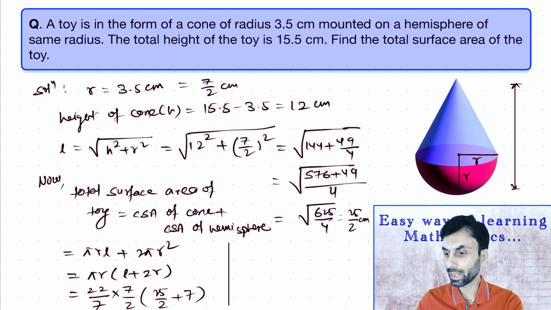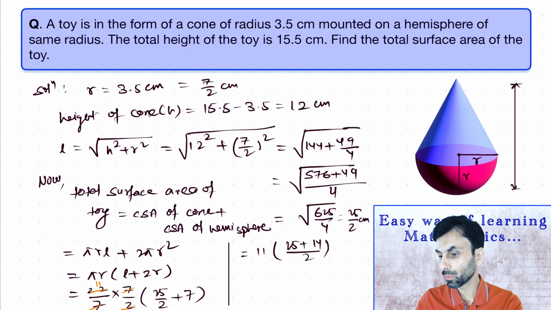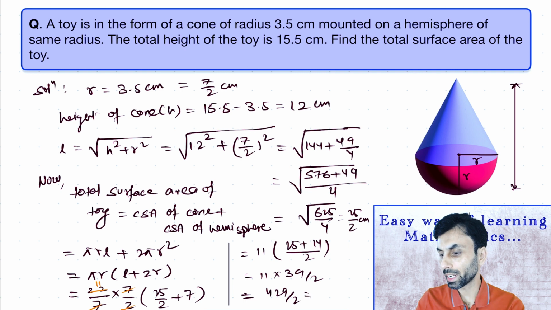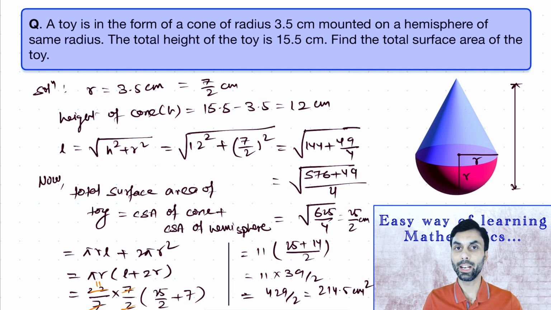Now here we can cancel 7 and 7, this 2, we can cancel this 22 11 times. We will get 11 into (25 plus 14) upon 2, which will be equals to 11 into 39 upon 2, which will be equals to 429 upon 2, which we can write as 214.5 centimeter square, which will be the value of total surface area of this toy.